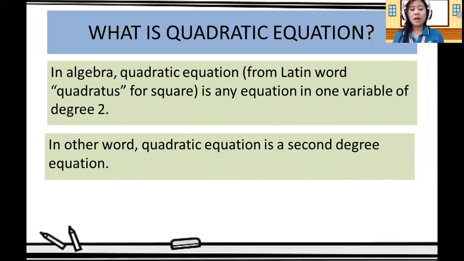In algebra, quadratic equation is any equation in one variable of degree 2. In other words, quadratic equation is a second degree equation. So when we say second degree equation, the degree is always 2. Always remember that the highest exponent in this equation is always 2. Hindi na po siya tataas pa sa 2, yung degree ng equation. When we say degree, the highest exponent. Hindi na po siya quadratic equation if the exponent is 3, 4, 5, 6, and so on and so forth.